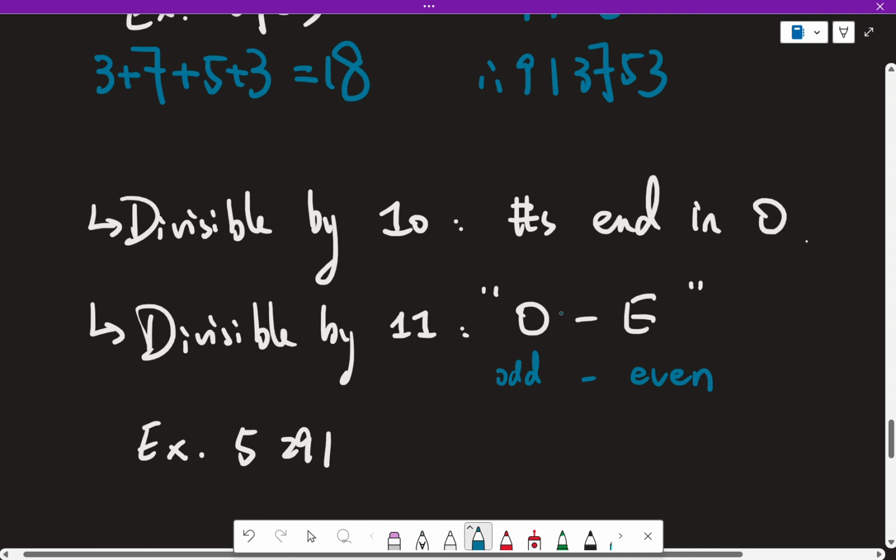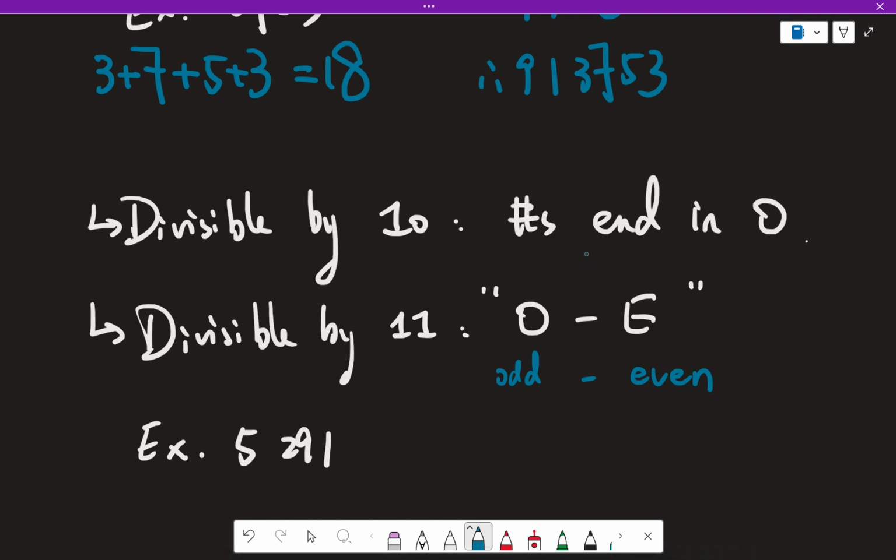Next, divisible by 10 is just any number ending in 0. For example, 100, 150, 2,300. Just look at the last digit, and if it's 0, it's fine.